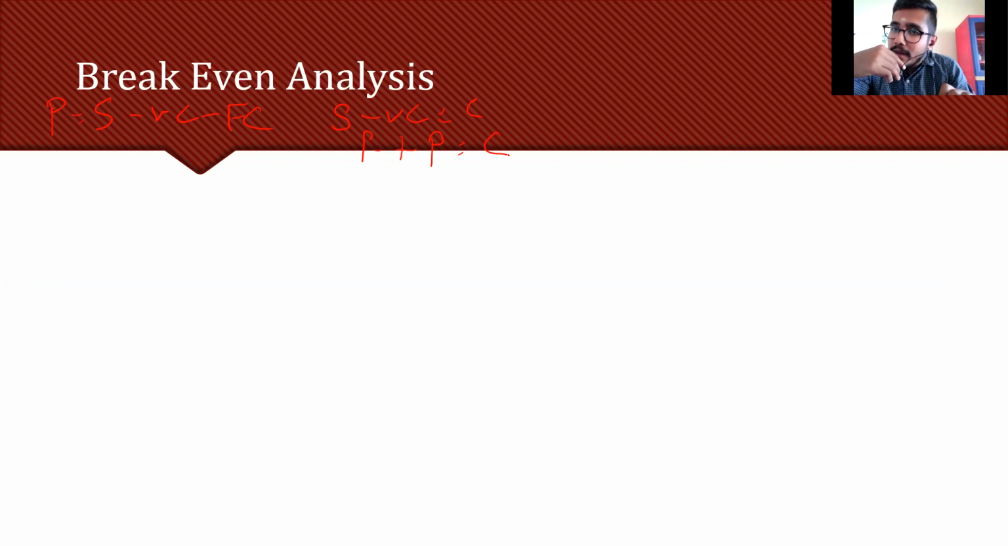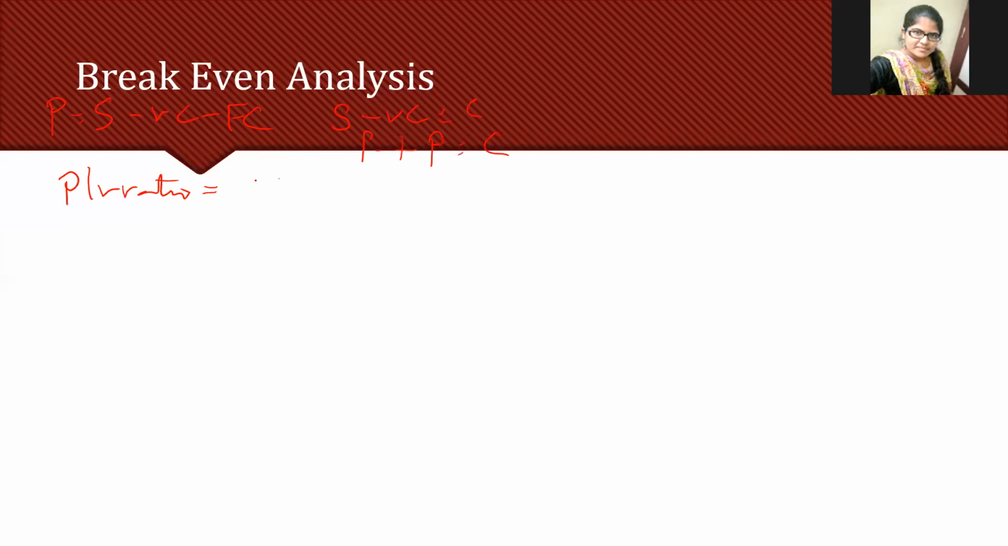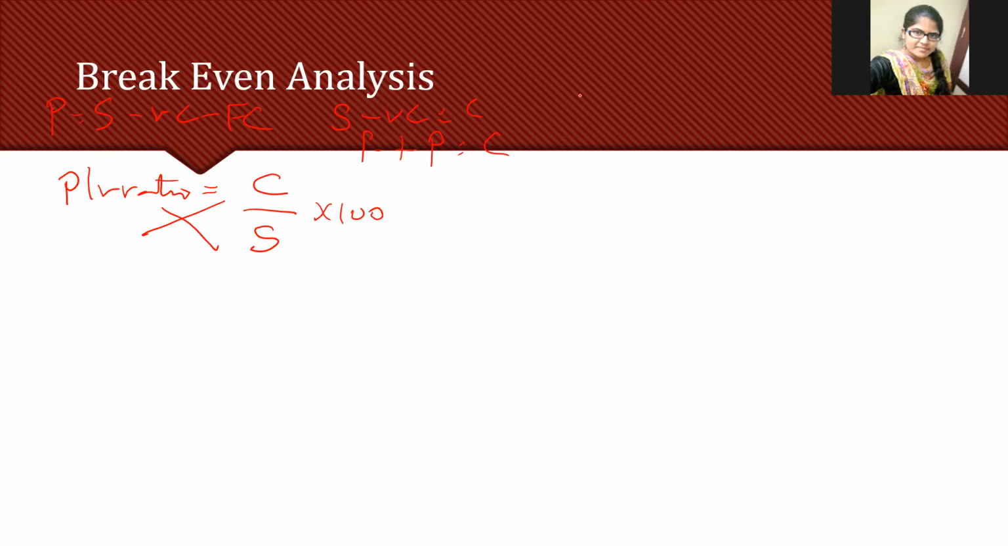If PV ratio is given, what is that PV ratio all about? PV ratio equals contribution by sales into 100. So if PV ratio and sales data is given, how to find out contribution? PV ratio into sales by 100.